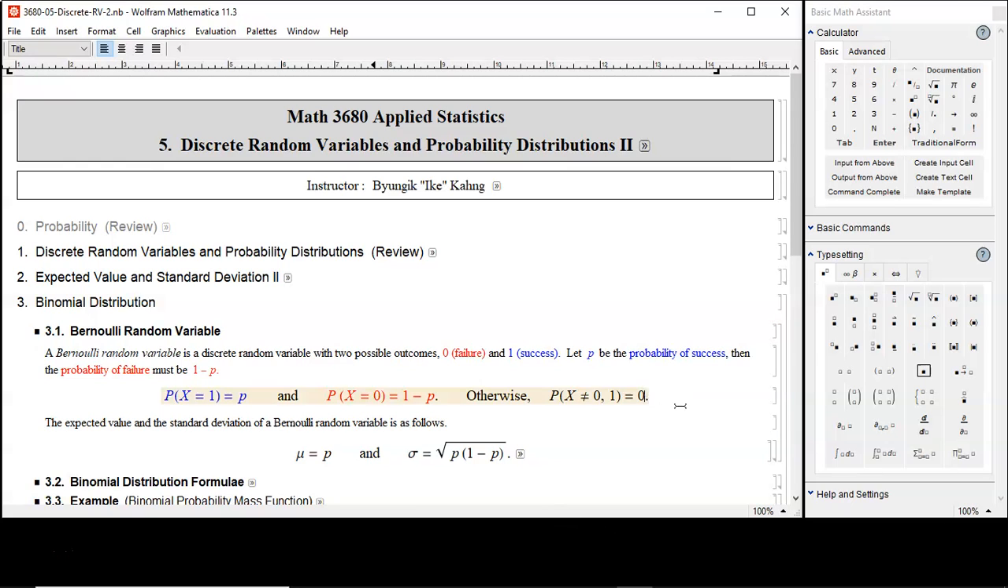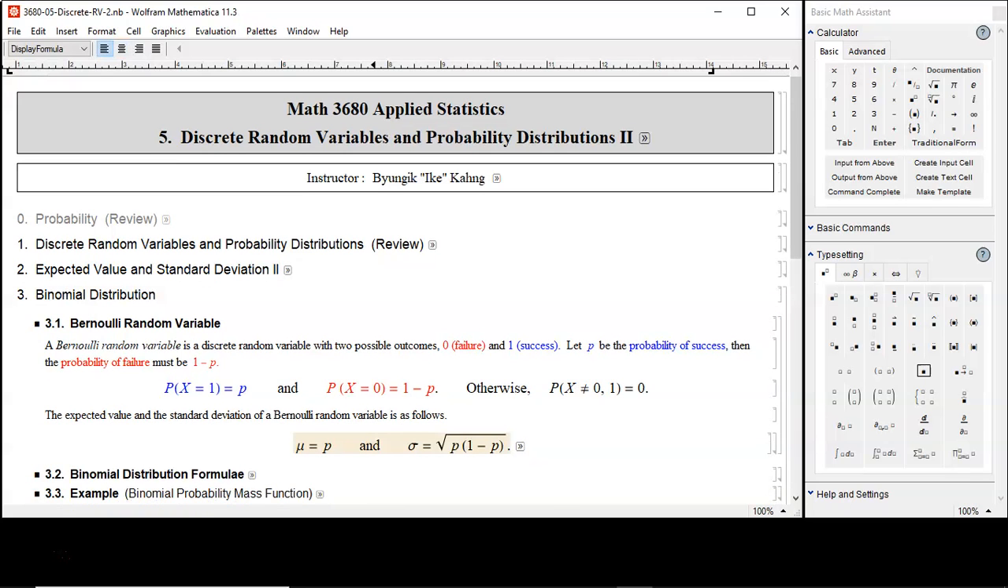Here's a summary version. The random variable x can take either 1 or 0, and the probabilities for those are p or 1 minus p respectively, otherwise impossible. This kind of random variable is called a Bernoulli random variable. It's important that we have 0 and 1, not 1 and -1, or 0 and square root of 17. It has to be 0, 1, nothing else. In this case, it's possible to prove that the expected value is p and the standard deviation is square root of p times 1 minus p.